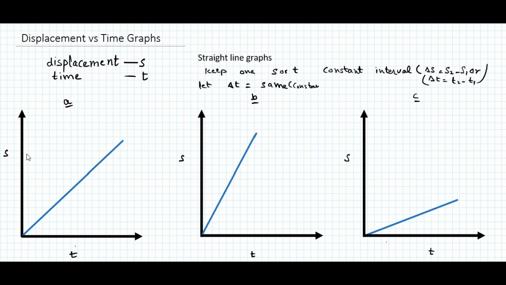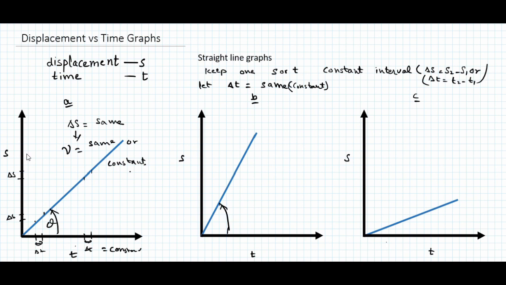To deduce this general information we need to keep one parameter, delta S, change in displacement, or delta T, time interval, constant. So we keep delta T constant. Let's move to the forward graph A. When delta S is constant and delta T is constant, velocity is also constant.